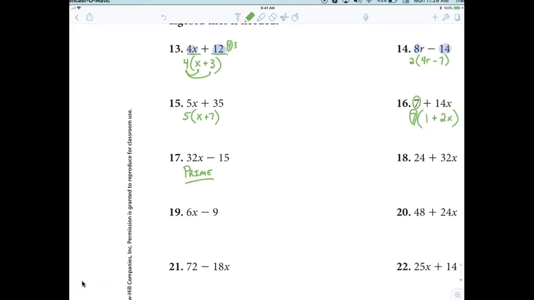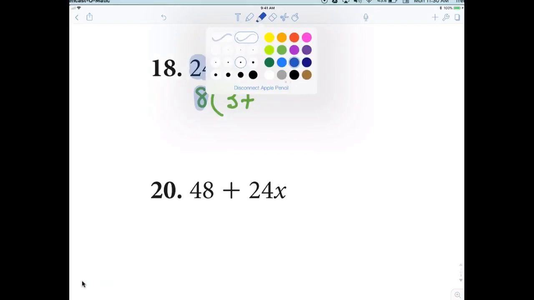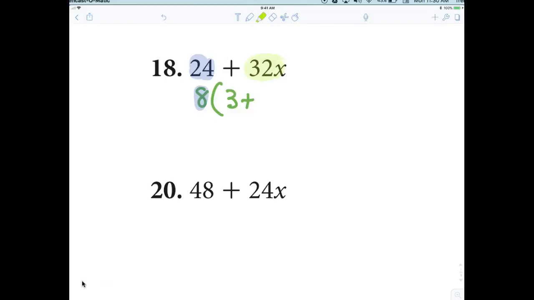Let's take a look at 18. All right, Max, what's common? 8. So 8x plus 4. Okay, so help me out. Look here, read this number. 24. Divided by 8 is? 3. So you put a 3 down. And then you just read the next one. 3x plus 4.